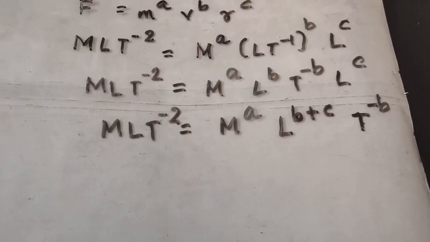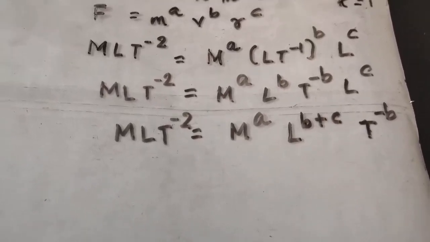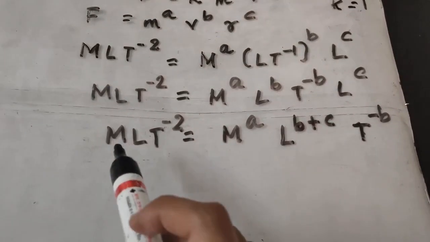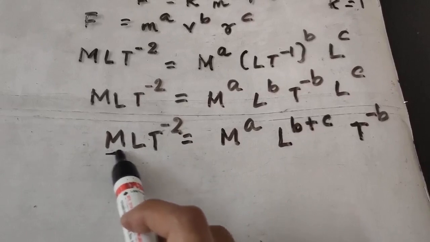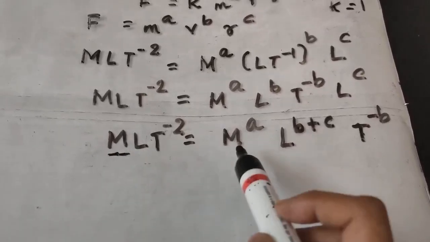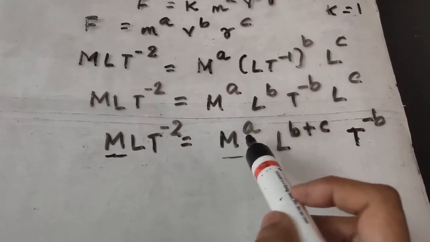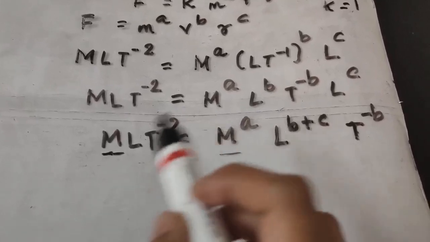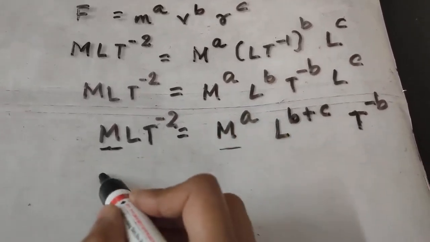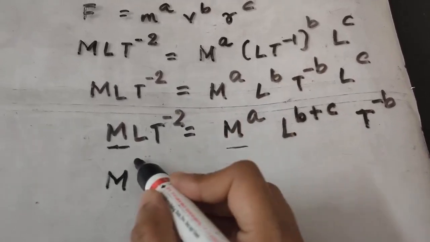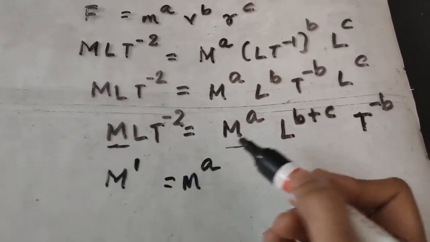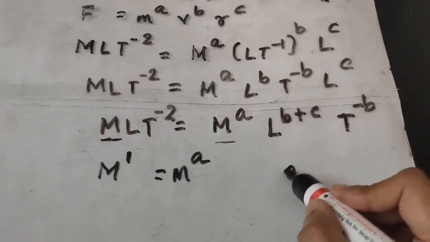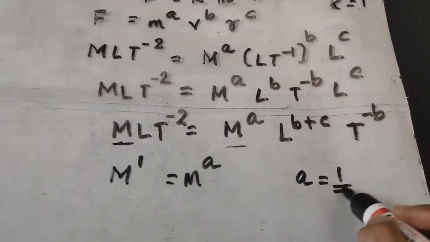Now let us compare the dimensions of similar quantities on both sides. Here let us compare M on the left hand side and M on the right hand side, and find the value of A. By doing like that, M raised to 1 is equal to M raised to A. So what is the value of A? A is equal to 1.